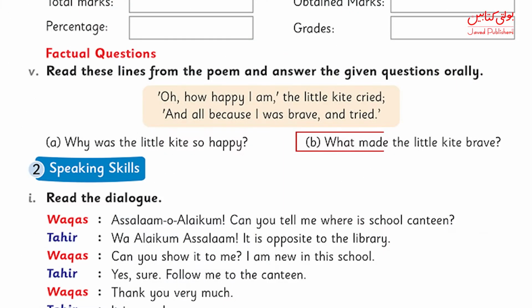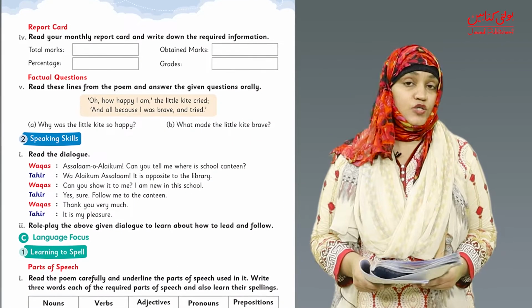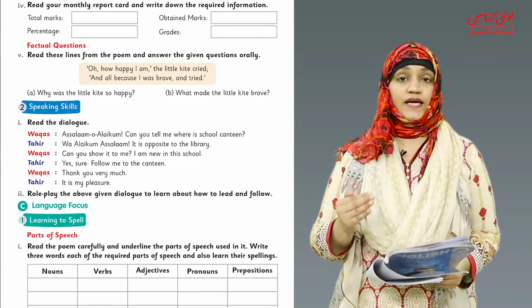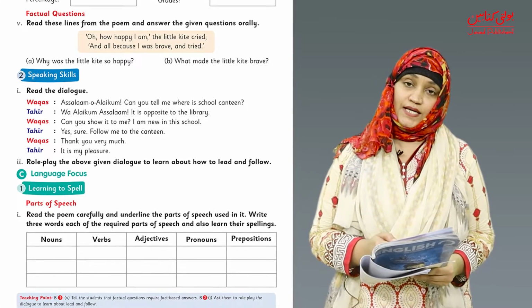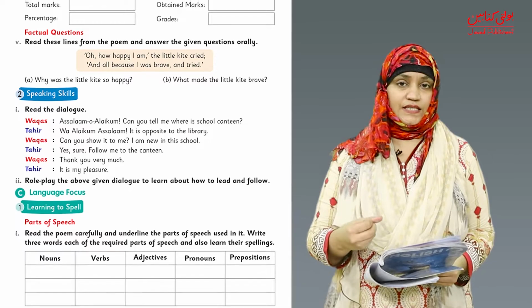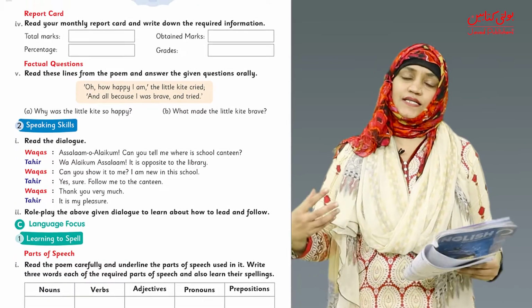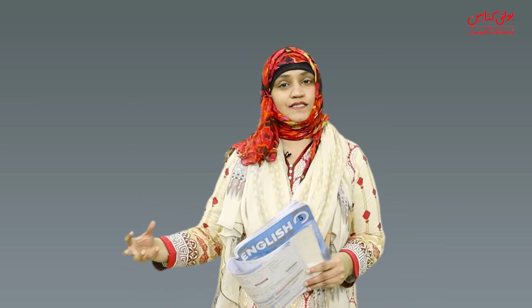Question number B, what made the little kite brave? And the answer is, when the big kite said that you are never going to learn in your life if you are not going to try. These lines made the little kite feel that she should try learning. And then she gathered up all her courage, she made some twists and turns, and finally she started flying.